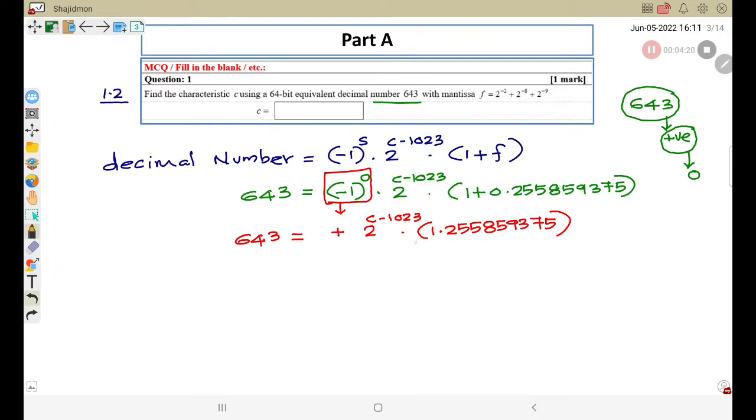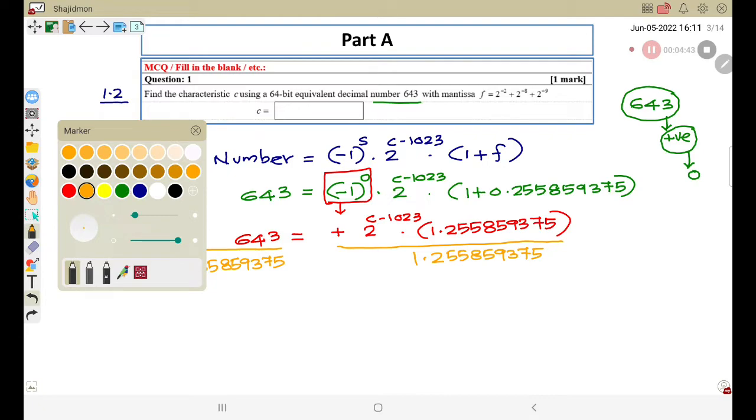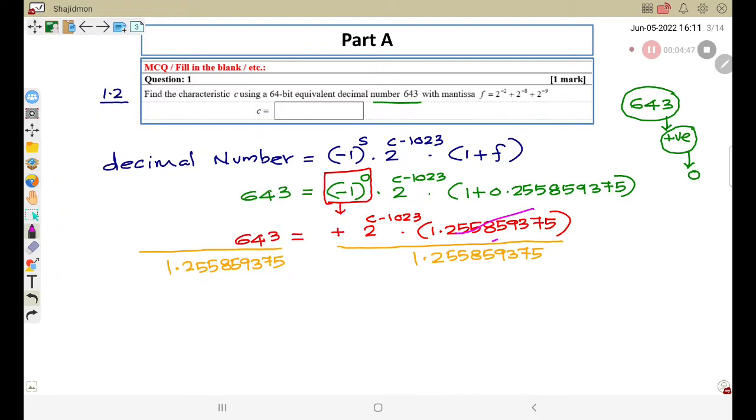Now on both sides we divide by this number, 1.255859375, because we need to cancel that number, then only will we get the c number. So both sides we divide by the same number. This number will be cancelled, so the right side becomes 2 power (c minus 1023). Whether you write the positive sign or not, no problem. Now on the left side, if you calculate 643 divided by 1.255859375, you will get 512.